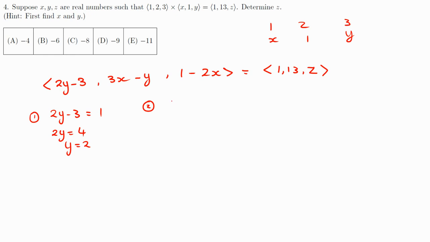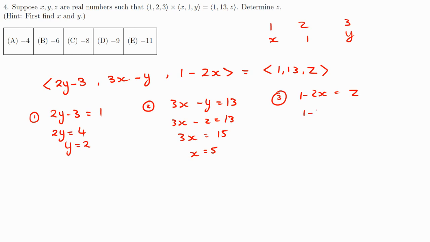If we look at our second component, 3x minus y is equal to 13, 3x minus 2 is equal to 13. So 3x will be equal to 15 such that x is equal to 5. And now in the third we have 1 minus 2x is equal to z. So 1 minus 2 times 5 is equal to z. So 1 minus 10 is z. So z is equal to minus 9. And this gives us D. And that is the correct answer.